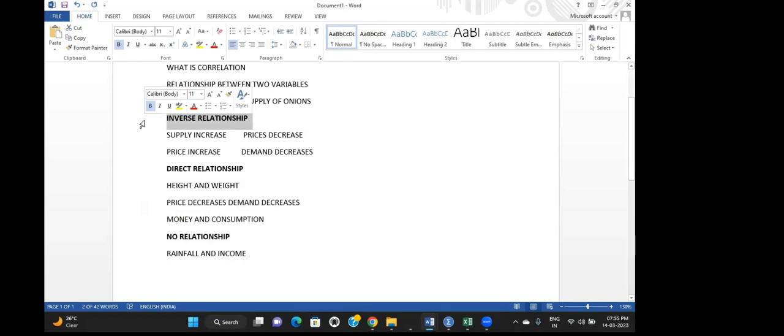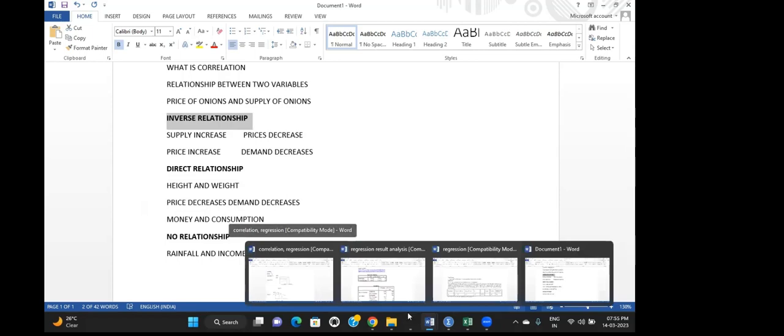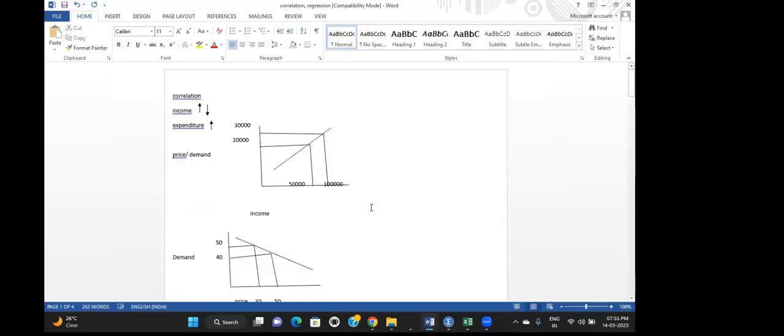Inverse relation means one will increase and the other will decrease, right? अगर आप इसका graph देखना चाहते हो, so this can be a graph. This is a direct relationship, right? If you see a straight line, this indicates a direct relationship. अगर income 5,000 है तो expenditure 20,000 है. अगर income increase हुई 10,000 तो expenditure भी बढ़ गया 30,000. So this graph shows your direct relationship between the two variables.